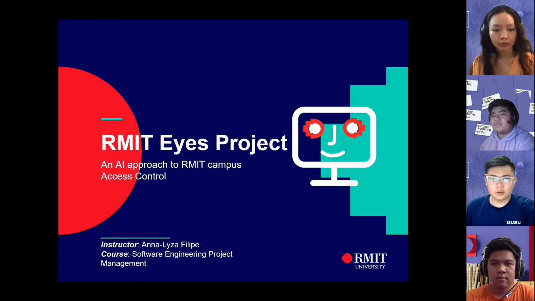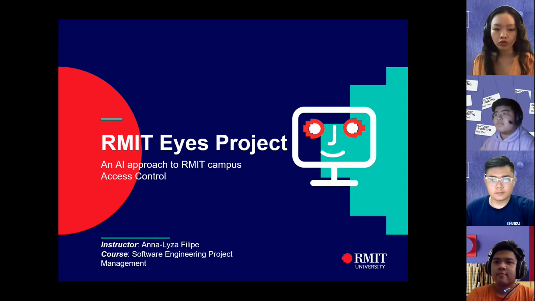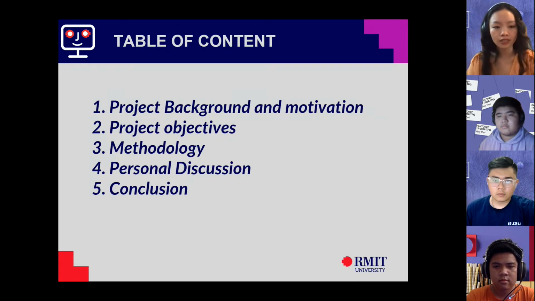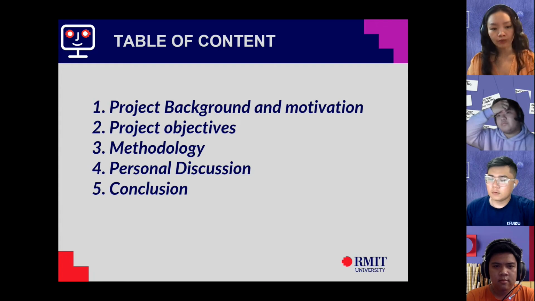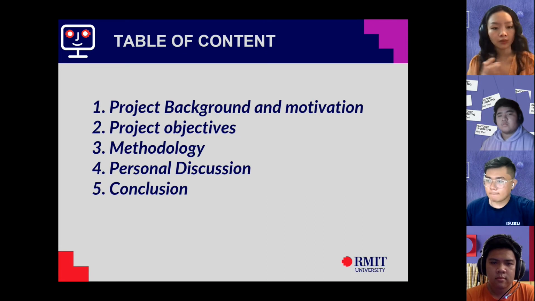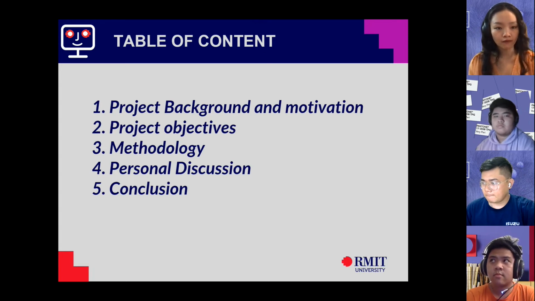So this presentation will talk about the RMIT Eyes project that Team 15 has been working on for roughly the last 3 months. Basically, this is an AI approach to RMIT campus access control. This presentation consists of 5 sessions. The first one covers the project background and motivation, like what the project is and why we would build it. Then the project objectives, the project methodology, and then the personal and group discussion. And then we will have a project demo at the end of this video.